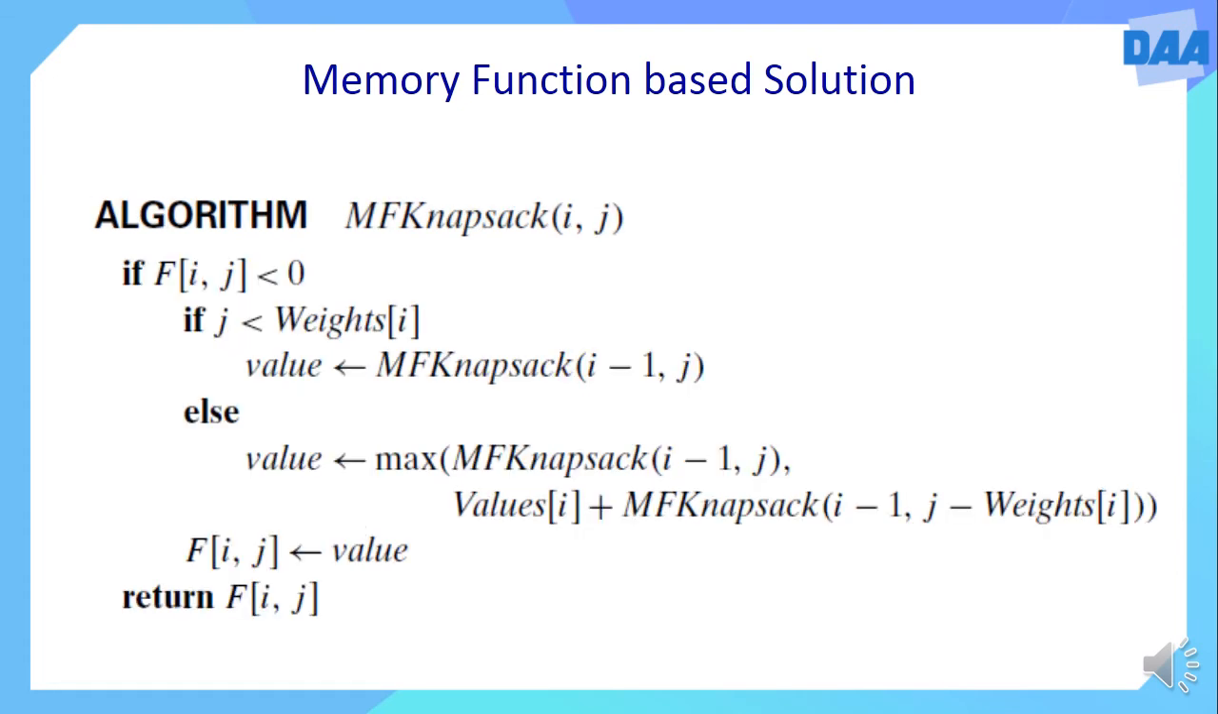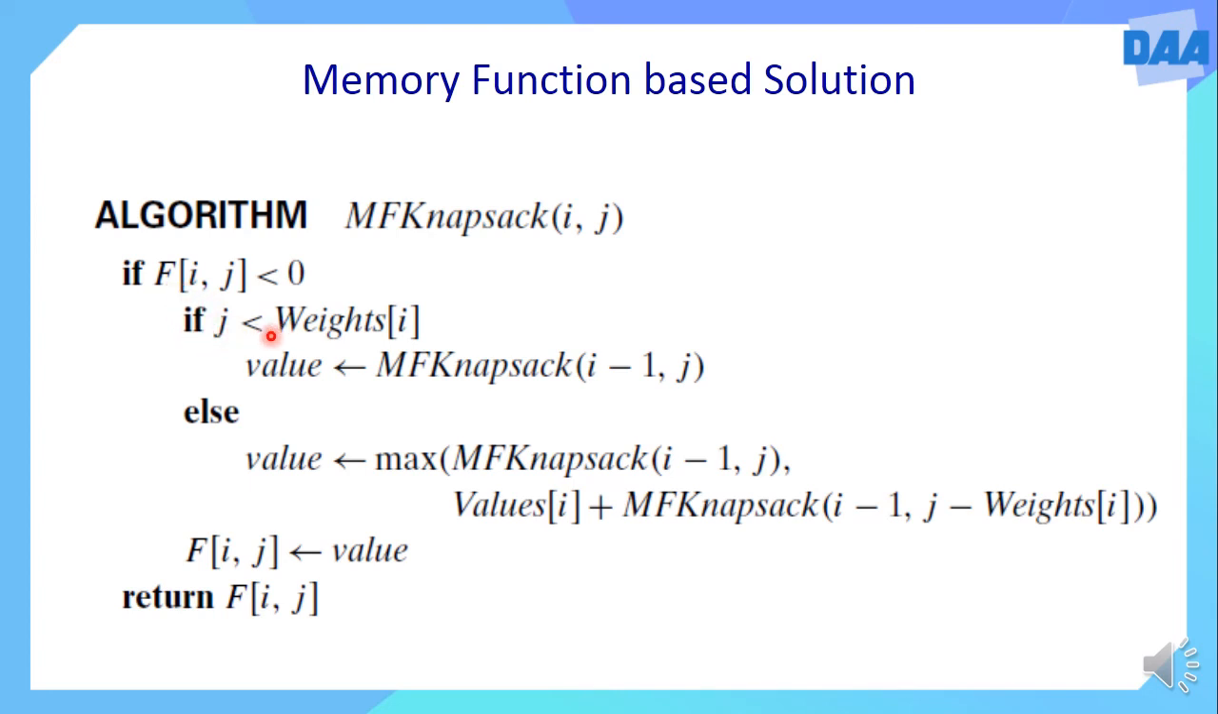Now, how does this algorithm work? The algorithm can be stated like this. Suppose f of ij is less than 0. F of ij less than 0 means that particular value in the table is not computed. If it is computed, some value other than -1 will be there. Since it is not computed yet, go for the computation.